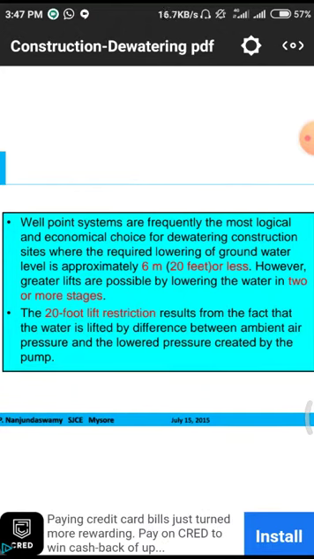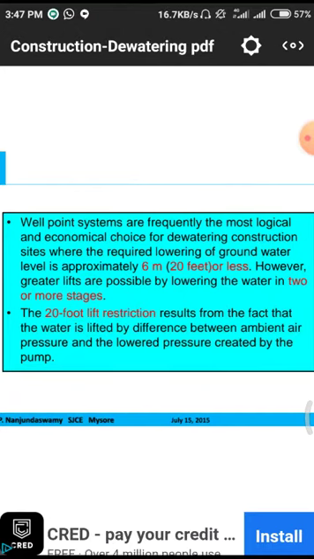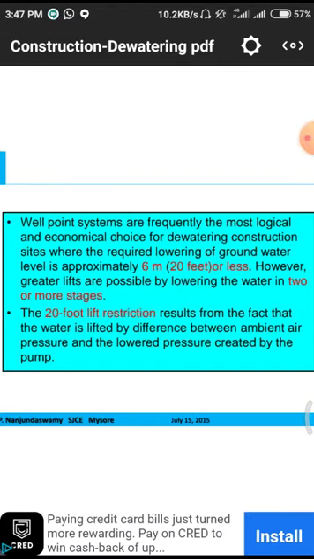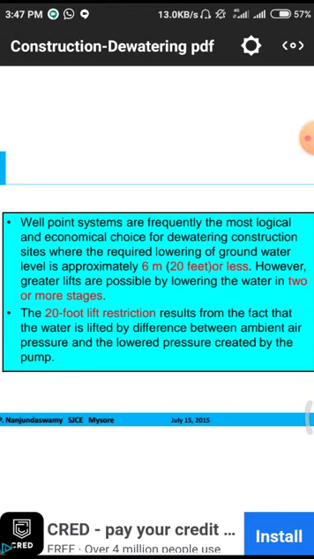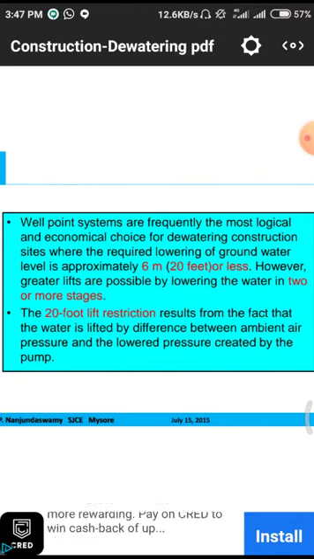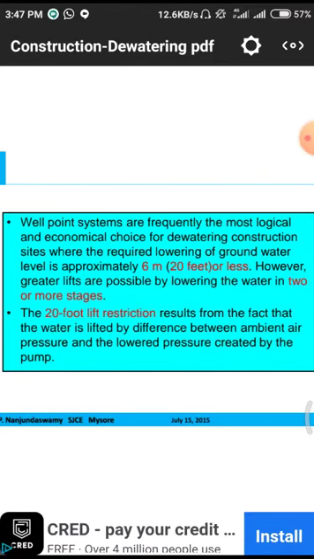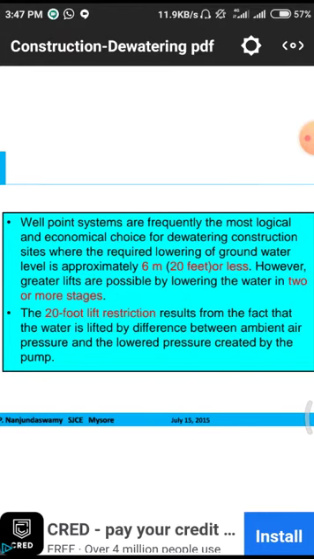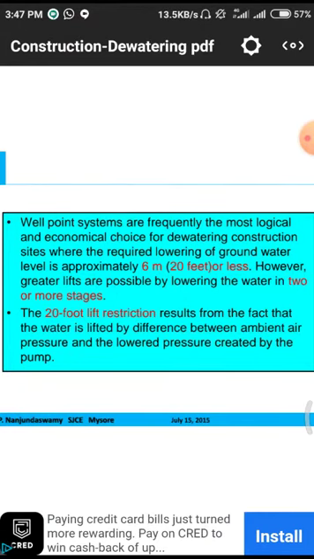Okay, 6 meters is 20 feet. However, greater lifts are possible by lowering the water in 2 or more stages. Here they are simply telling that if the water table is far deeper below the ground level, automatically 2 or more stages of pipeline system are employed in a particular land for dewatering purposes. The 20 feet lift restriction results from the fact that the water is lifted by the difference between ambient air pressure and the low air pressure created by the pump.